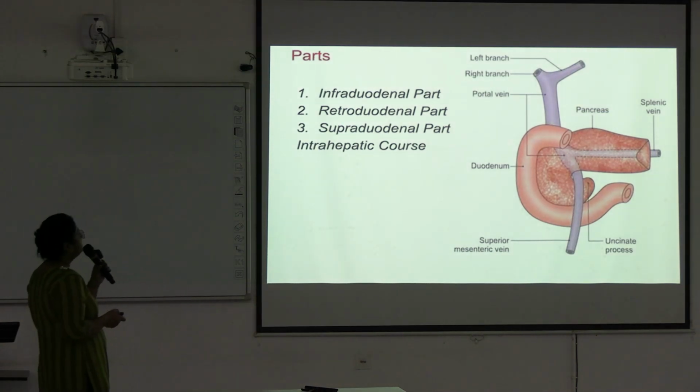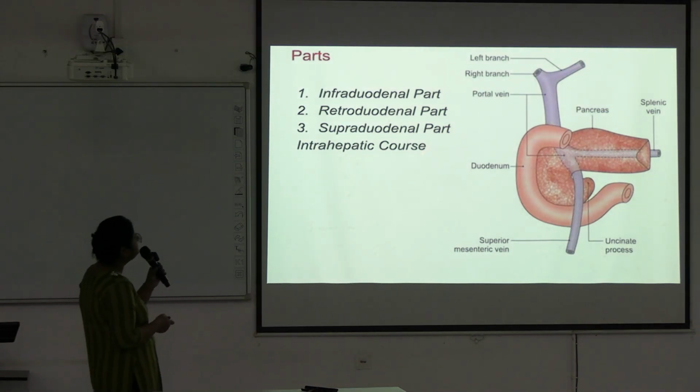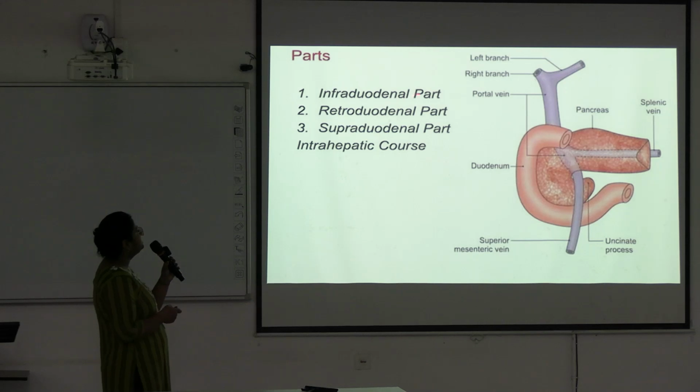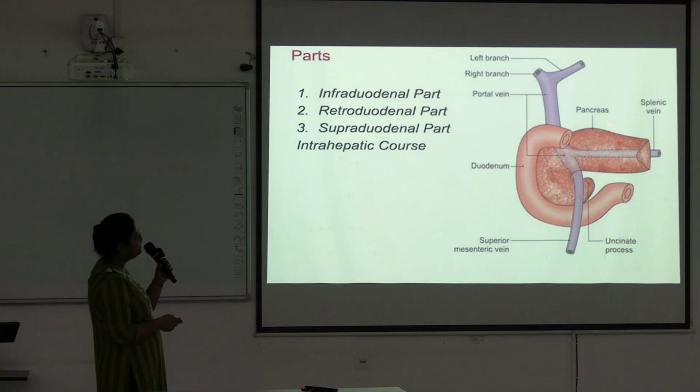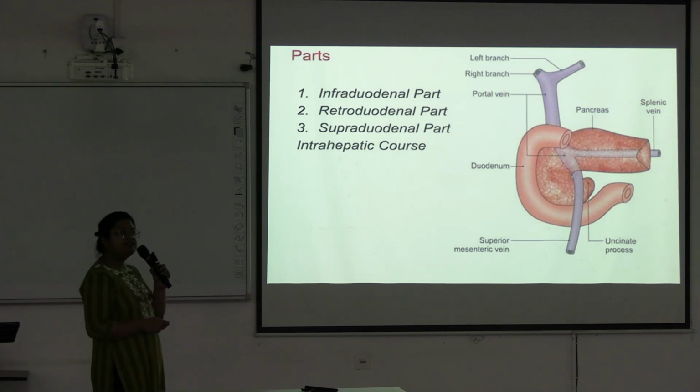we divide the portal vein into three parts: infraduodenal part, retroduodenal part, and supraduodenal part. Infraduodenal means it lies below the first part of the duodenum; here it lies posterior to the neck of the pancreas. Retroduodenal means it lies posterior to the first part of the duodenum, and supraduodenal lies above the first part of the duodenum. Here it lies within the right free margin of the lesser omentum.